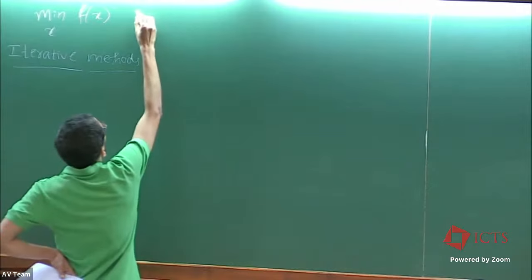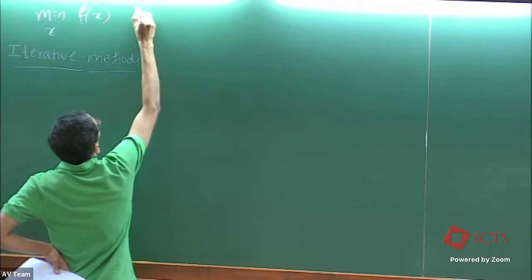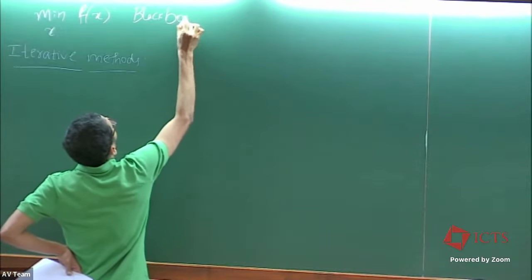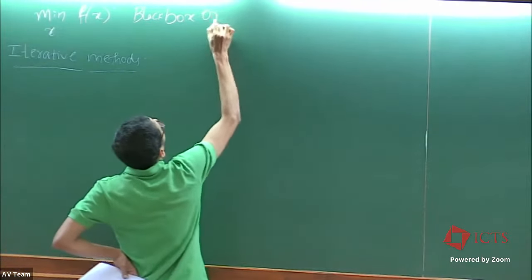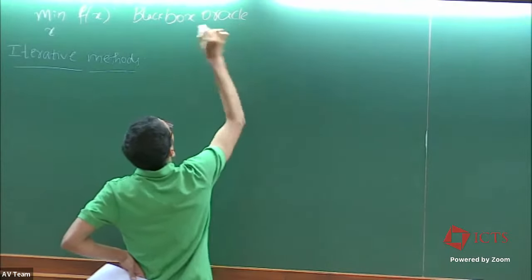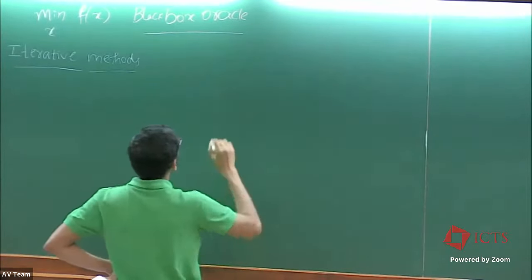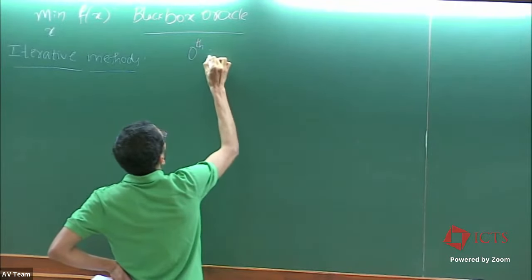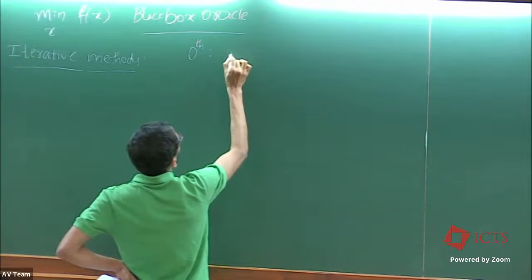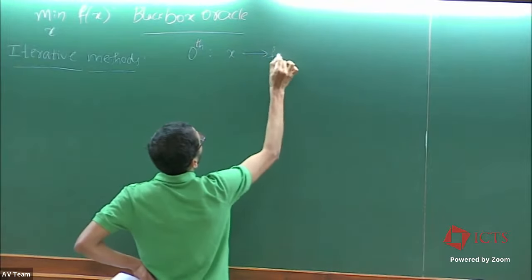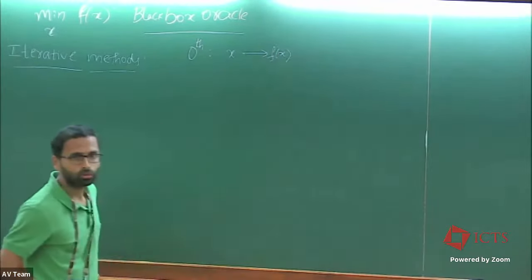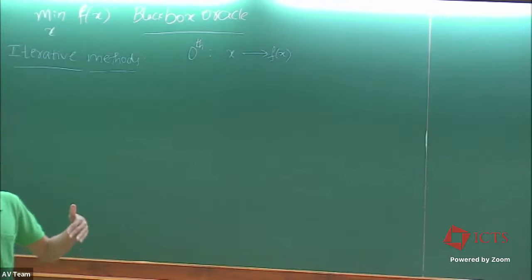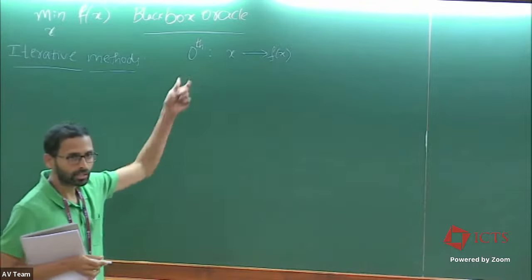So there is a notion of black box oracles. A 0th order oracle is the following: the oracle takes x and then it gives us f of x. So we are able to compute the function at any given point. If I give you x, the oracle gives me f of x. This is called the 0th order oracle.